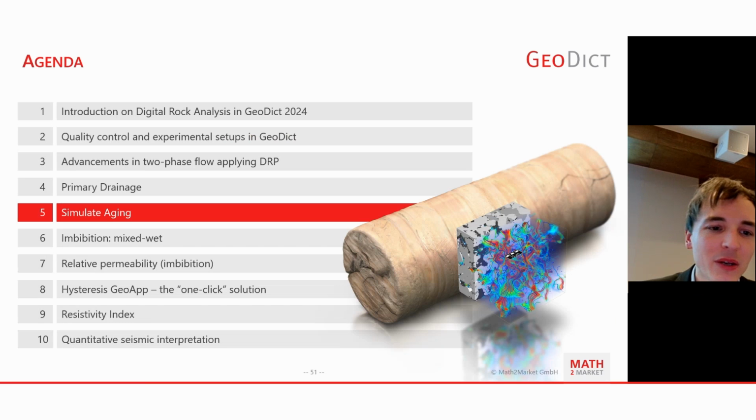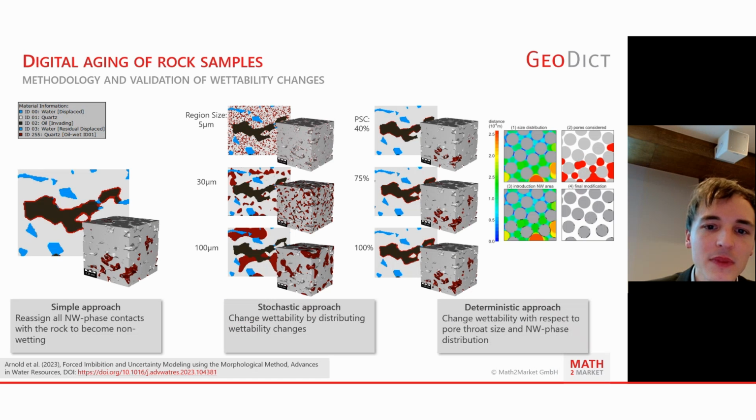So the next topic I would like to talk about is simulating aging within the GeoDict environment. As Gordon was mentioning before in his talk, we have different methods available for how we can apply aging to our digital rock samples. Gordon mentioned two of them because two of them are validated by a publication by Pitt Arnold, but also within the joint collaboration between Math2Market, OMV and Montanuniversität Leoben. That would be the two to the right here.